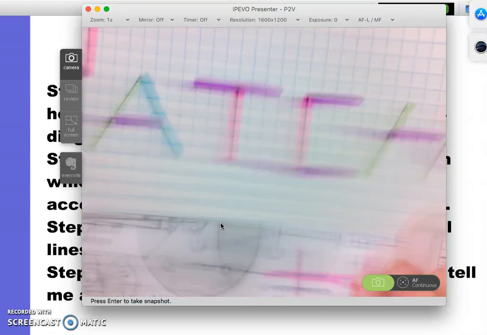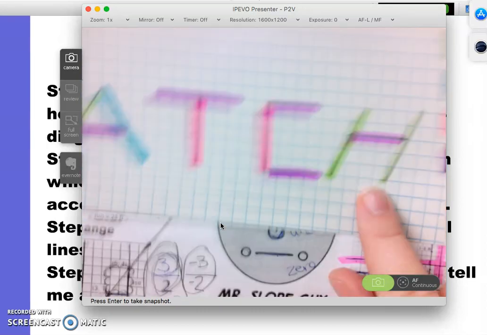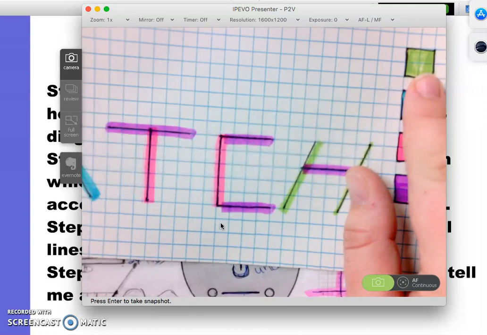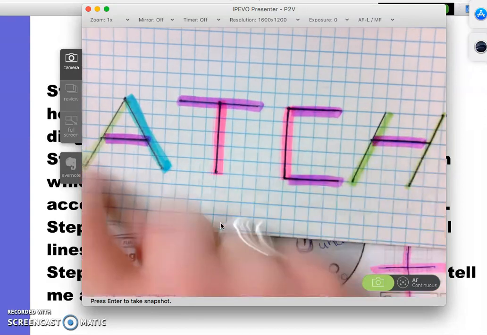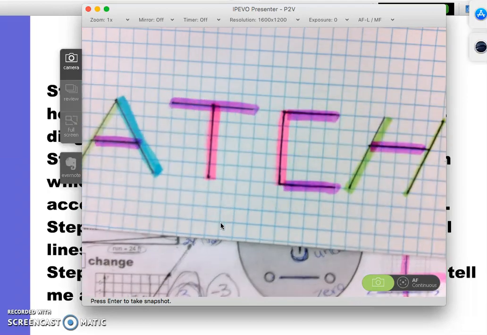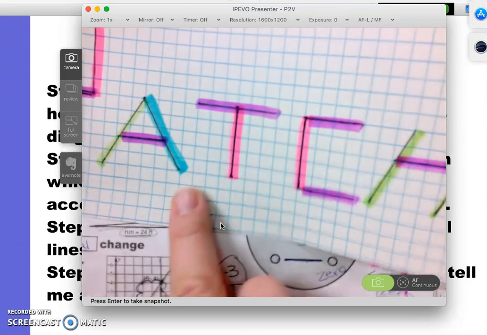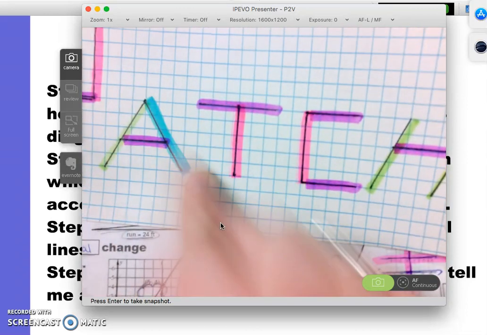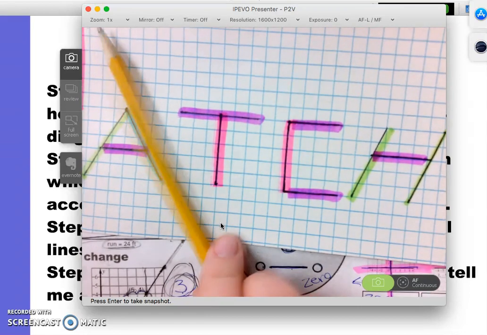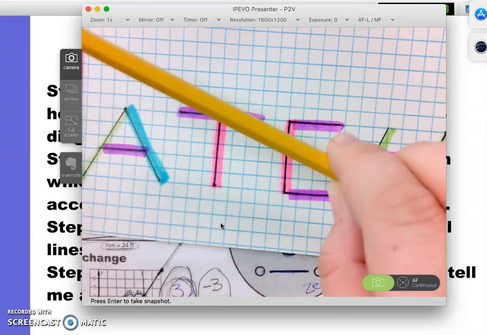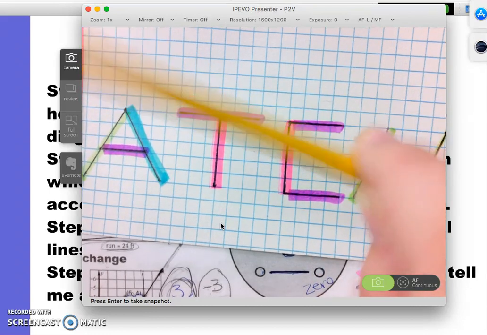And then I'm going to create a legend here. Positive slopes: anything that has a positive slope, I'm going to highlight green. So green. These 3 lines have a positive slope. Okay, negative slope is going to be blue. I only have 1 negative that goes down this way. If I had a line like this, it's not as steep, but it's still negative.